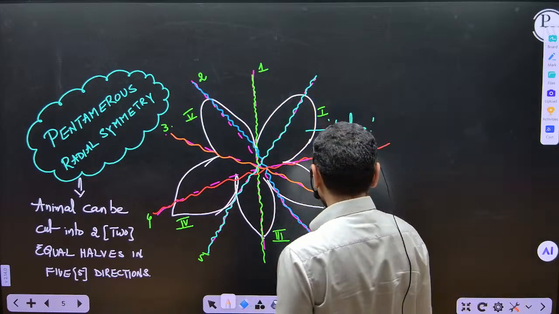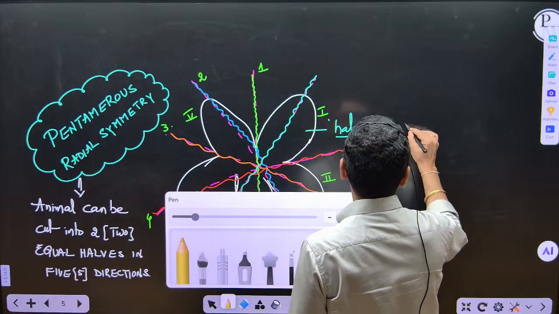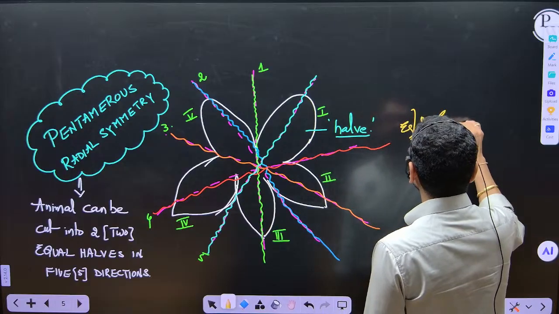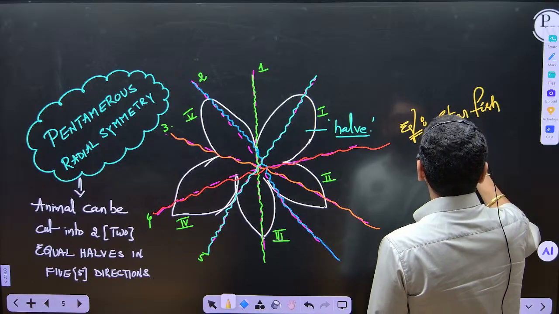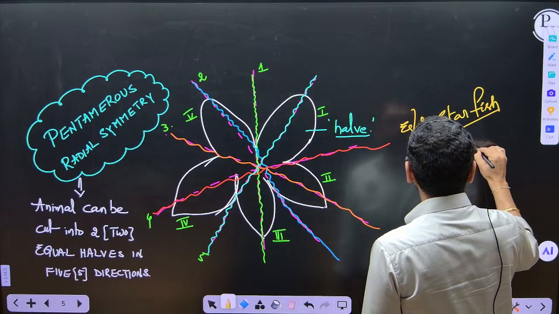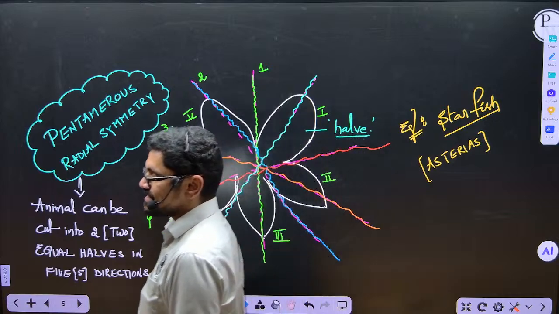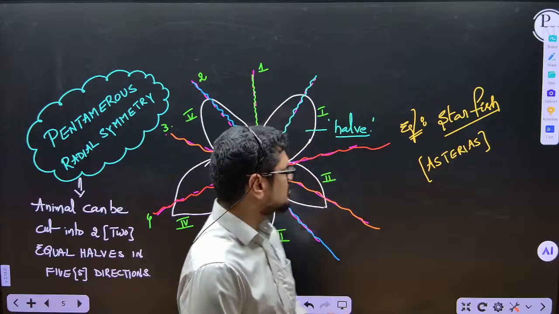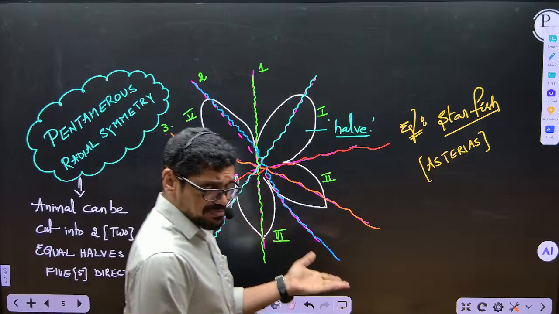Okay, example. So what is the example here? The example here is starfish. The scientific name of starfish is Asterias. Asterias is a starfish. Asterias, Astropecten, other examples are there. But that's all about pentamerous radial symmetry. Hope it is clear. Right? The type of radial symmetry.